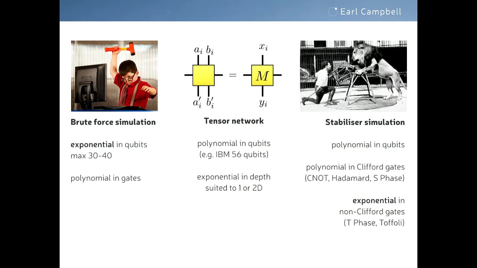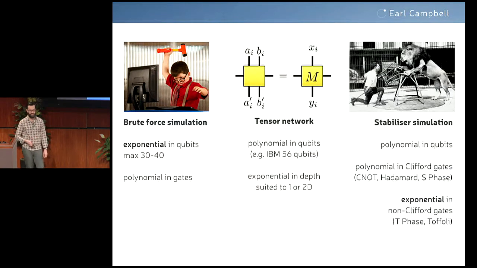But what I'm going to focus on throughout this whole talk is another approach, which I'll call stabilizer simulation, where, again, you respect this huge, exponential Hilbert space, and try to do things in a way that's polynomial in the number of qubits, but has some exponential overhead. The exponential overhead is going to be in the number of non-Clifford gates, so T gates or Toffoli gates. But you're going to be able to handle a polynomial number of Clifford gates, so CNOT, Hadamard, or the S-phase gate. And also, you're not so constrained by locality, so you don't have to worry about the locality constraints that you might have with tensor networks.